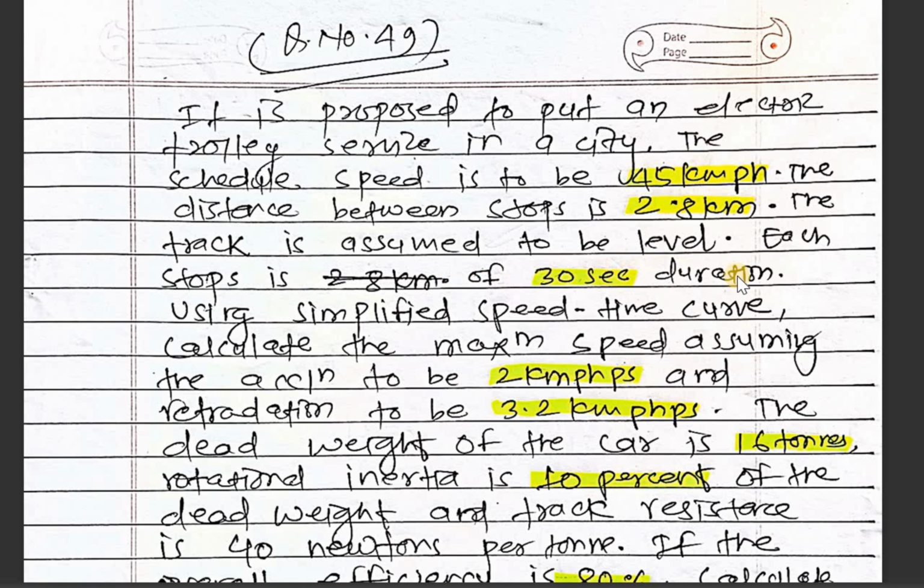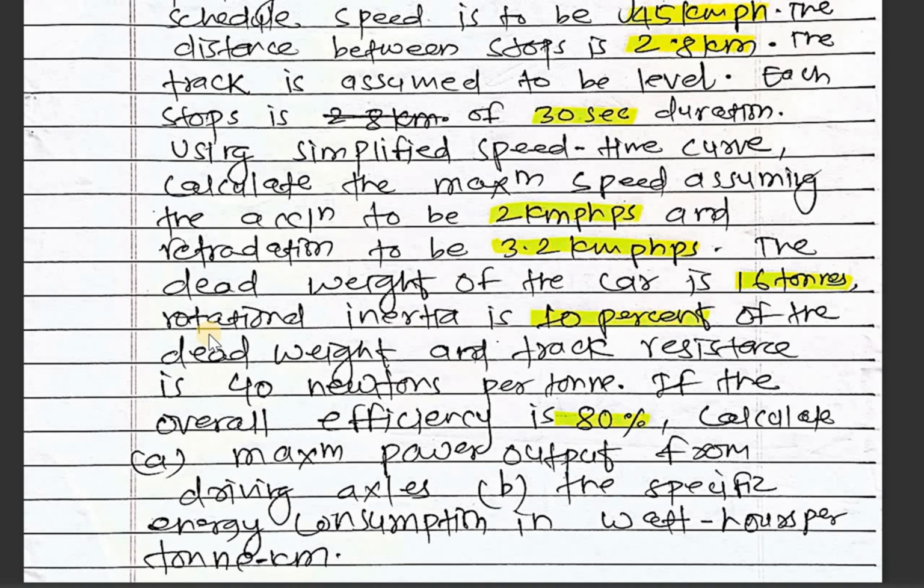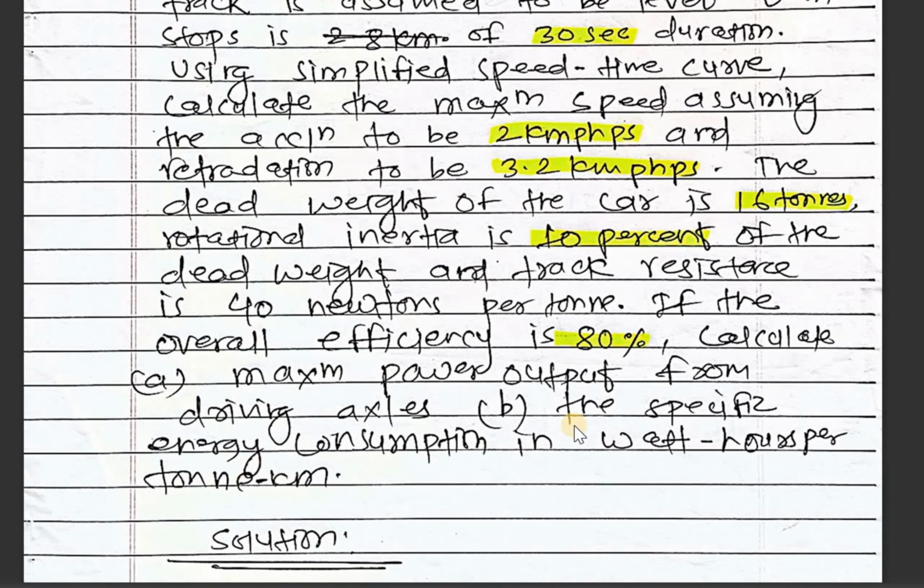Using the simplified time curve, calculate the maximum speed, assuming the acceleration to be 2 km per hour per second and retardation to be 3.2 km per hour per second. The dead weight of the car is 36 tons. Rotational inertia is 10% of the dead weight, and tractive resistance is 40 Newton per ton. If the overall efficiency is 80%, calculate the maximum power output from the driving axle and the specific energy consumption in watt hour per ton kilometer.